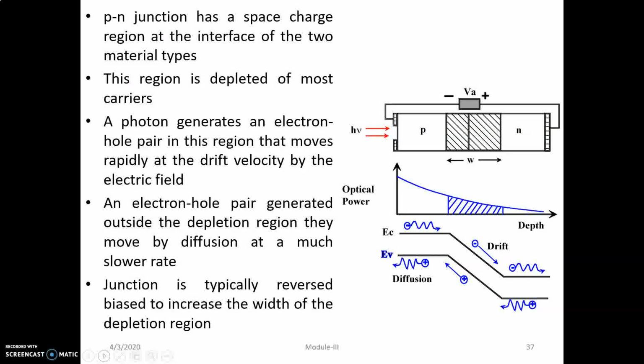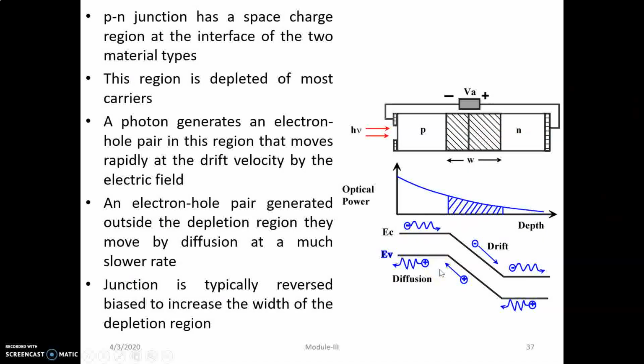The junction is typically reverse biased to increase the width of the depletion region, as you can see in the image. From the valence band to the conduction band, the drift of photocarriers takes place, and once the electrons move from the valence band to the conduction band, conduction of electrons will take place and the photocarriers will generate a current, which is called photocurrent. So this is what is explained with respect to the image.